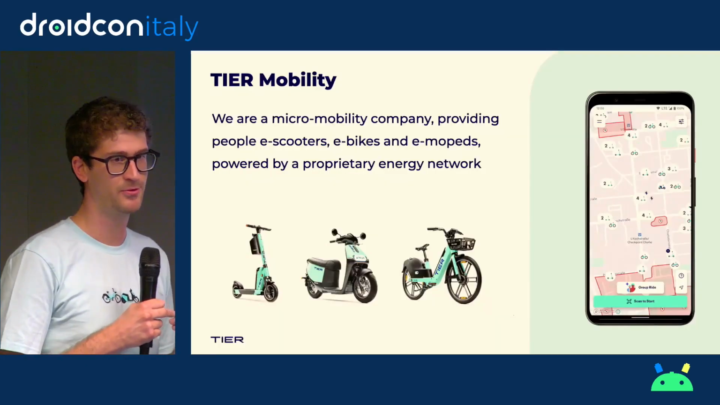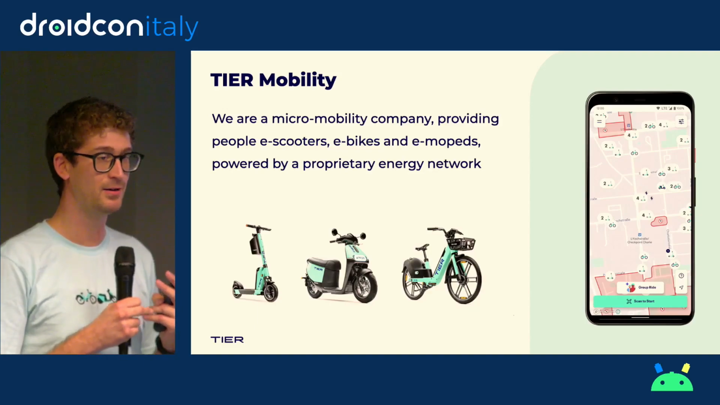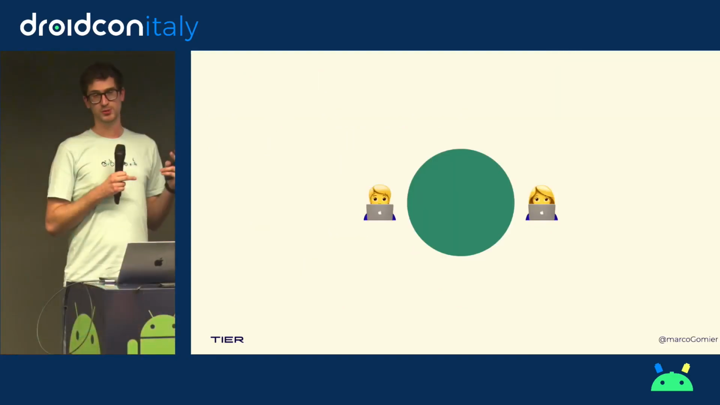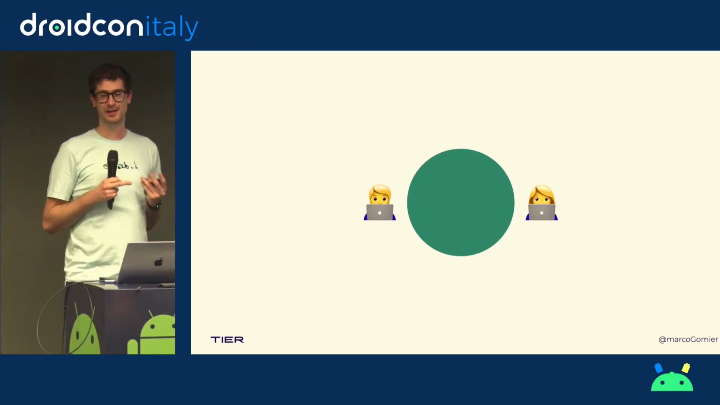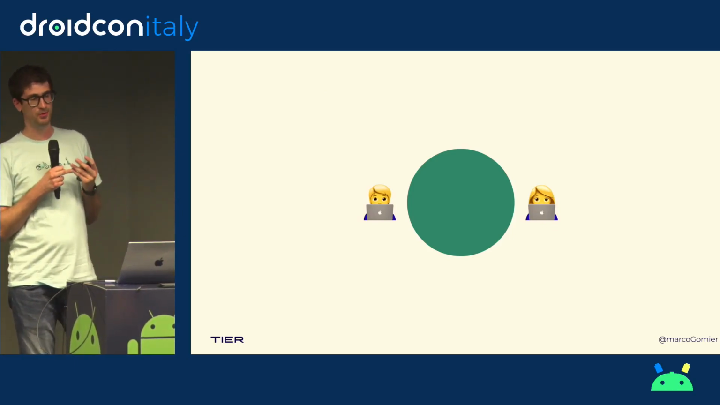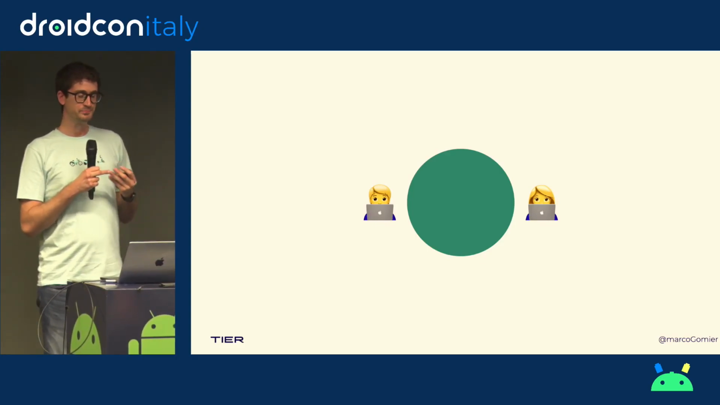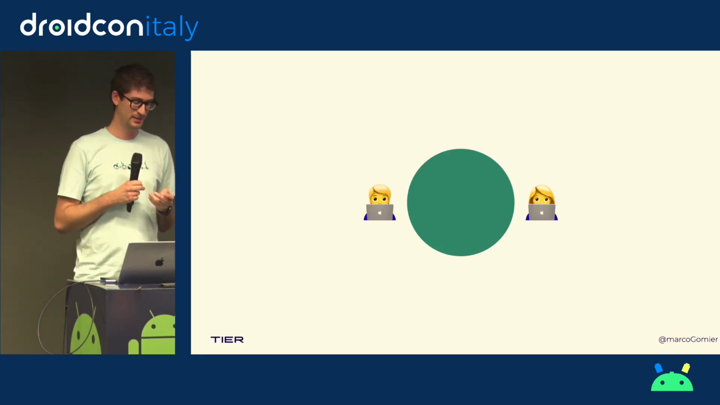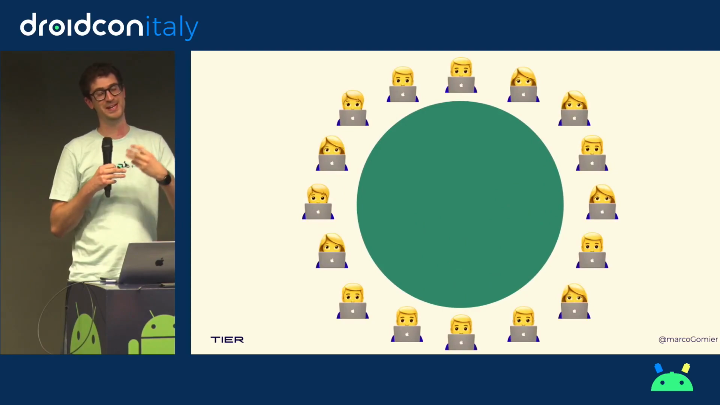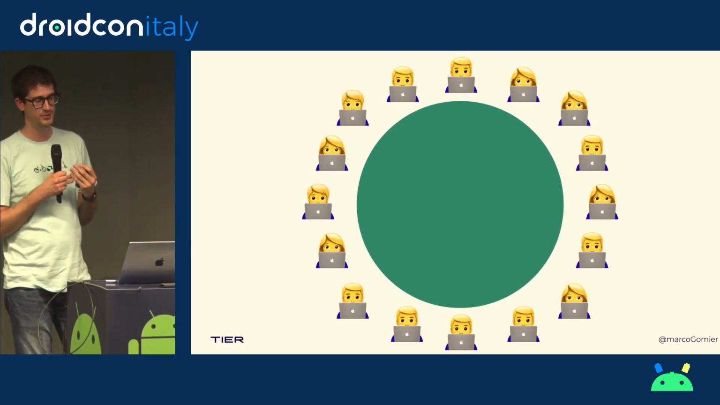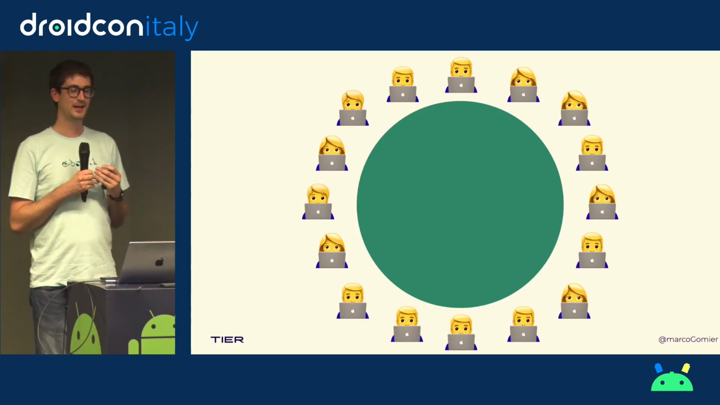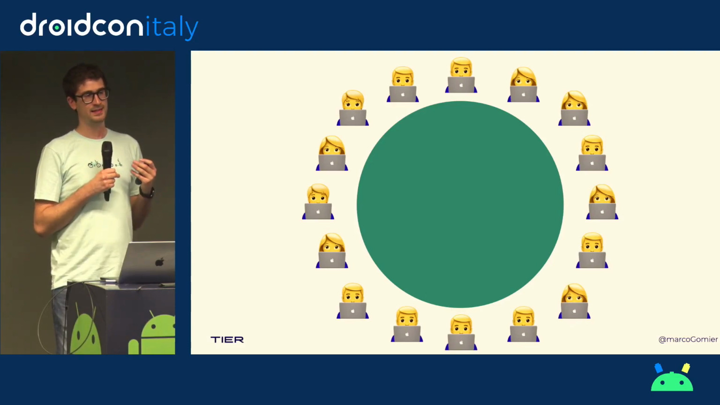Just to give you a little bit of context, in the Tier application, people can rent scooters, bicycles, and mopeds. And when this application started back in 2018, it was like every initial application, just a single module with a bunch of people working on it. Then, of course, the project gained traction. There were more users, more features to be added, and we also needed more developers to join in order to build those features. So the single module became a very big module with all the code in the same place, and we had some issues.